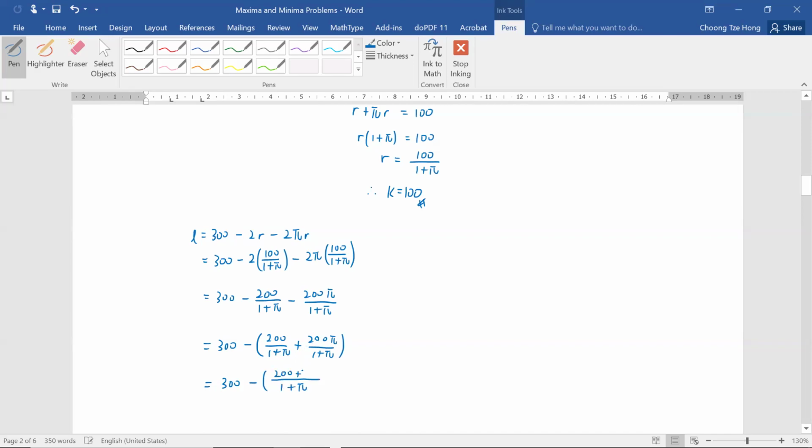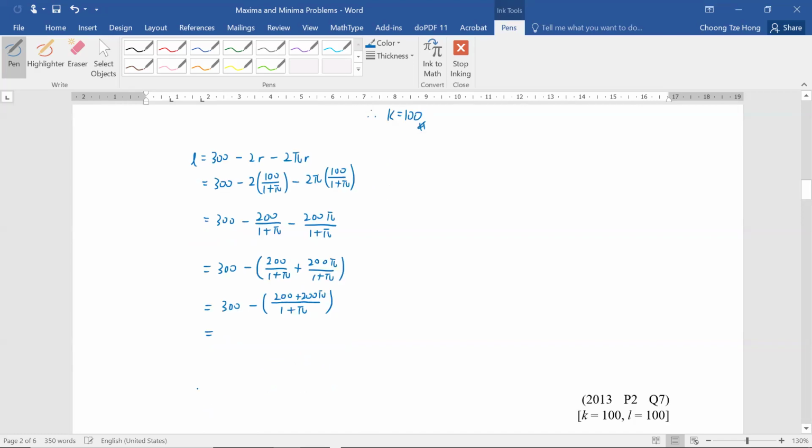So we get 200 plus 200 pi. From here you can see that we can actually factorize out 200 from the top, so you get 300 minus 200 times 1 plus pi over 1 plus pi. Which means that the 1 plus pi can cancel off. We are left with 300 minus 200, so the answer for L will also be 100.